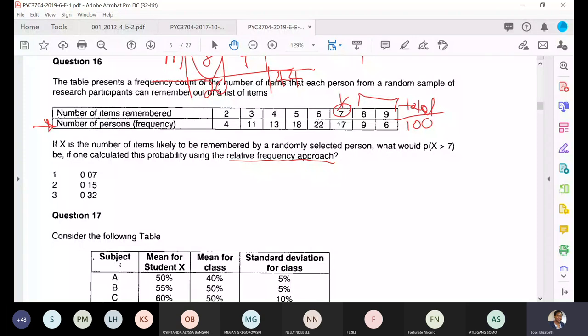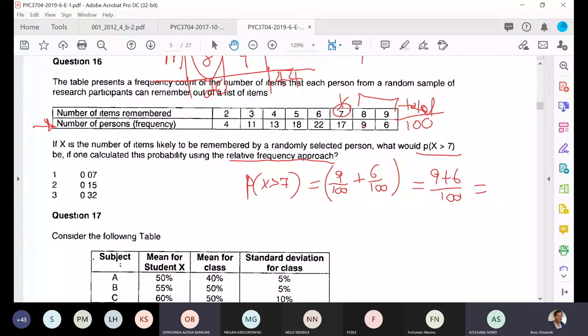Now they say you must use the relative frequency formula to calculate that. Since we're calculating the probability of more than 7, we need that. So you say 9 divided by 100 plus 6 divided by 100. That will give you the probability that you are looking for, which is the same as saying 9 plus 6 divided by 100.